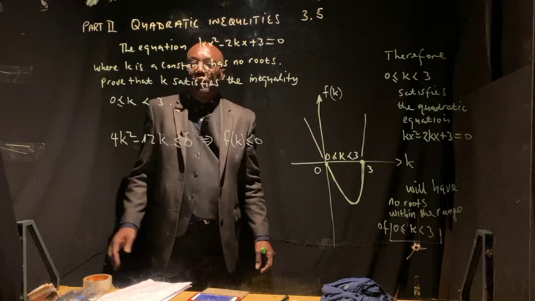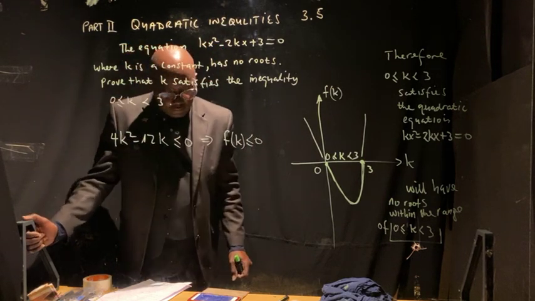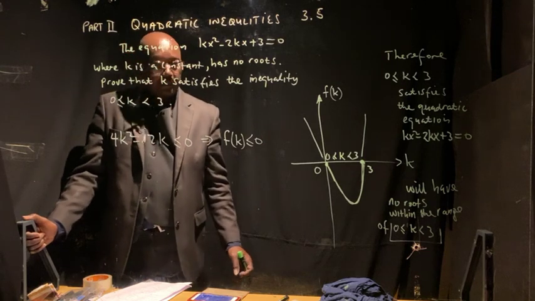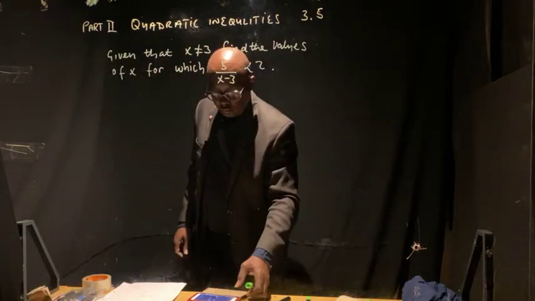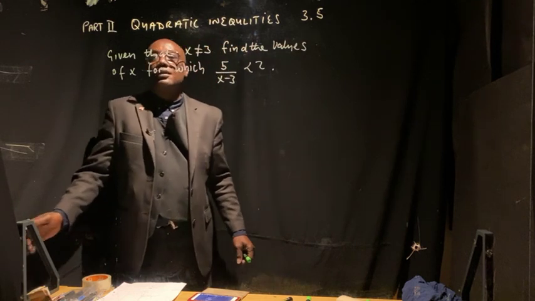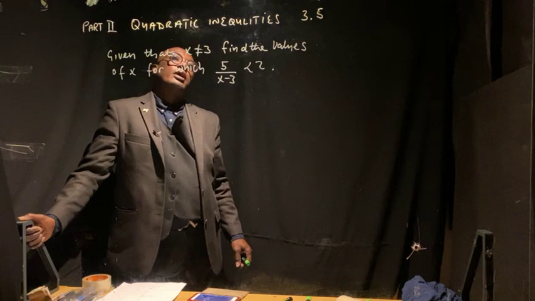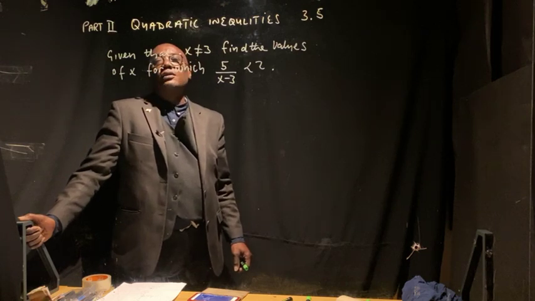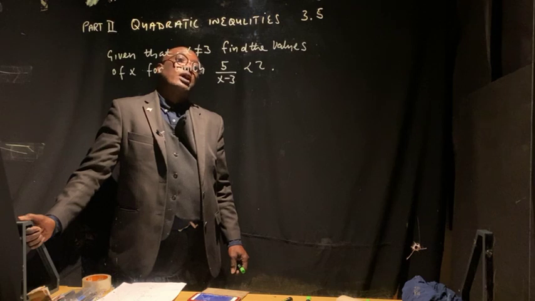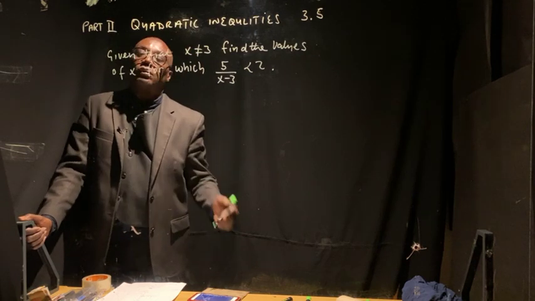Take your time to copy it, and then we'll take one more question, probably the last question for the day. Welcome back again. This is another question. It says that given that x is not equal to 3, find the values of x for which 5 over x minus 3 is less than 2. Let's bang it down.